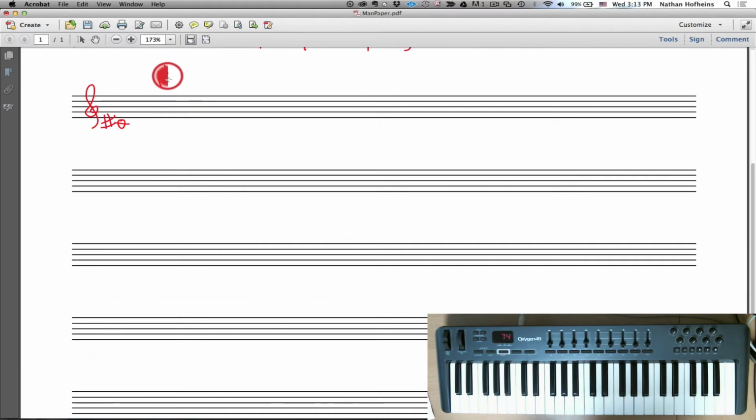So a sharp raises a half step whatever note is in front of it. So like if I had an F here and I did a sharp, the F here is that, but then I raise it a half step, and that's an F sharp, so that you know how to play that.